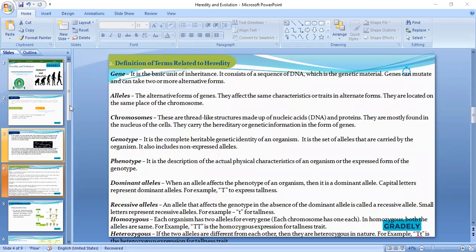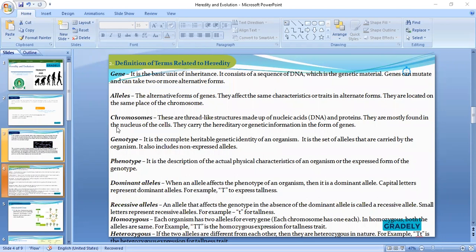We say that alleles are alternative forms of a gene. Now, we've established what a gene is. Now, we're looking at alternative forms of a gene. So when you hear about alternative forms of a gene, we're looking at alleles. Now, they affect the same characteristics. Are you getting it? In alternative forms. Remember, when we're talking about characteristics, you can also call characteristics a trait. You can also call it a character. Now, they are located on the same place of the chromosome. Now, let's look at what a chromosome is.